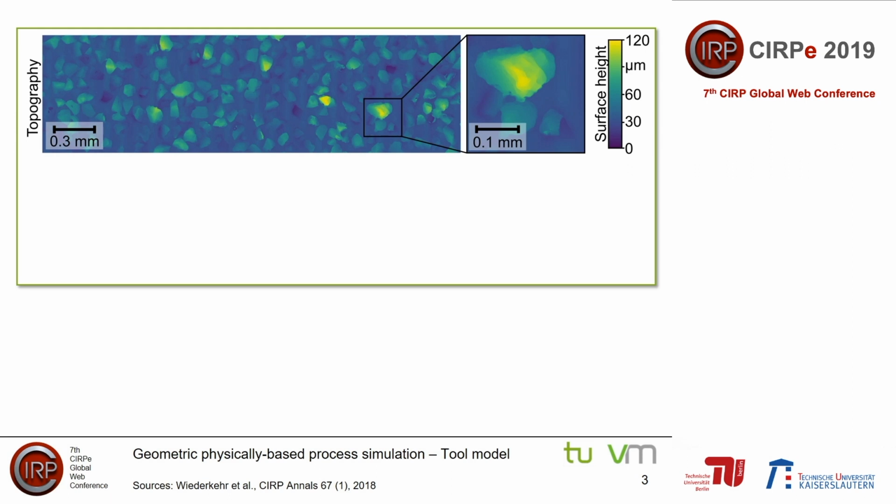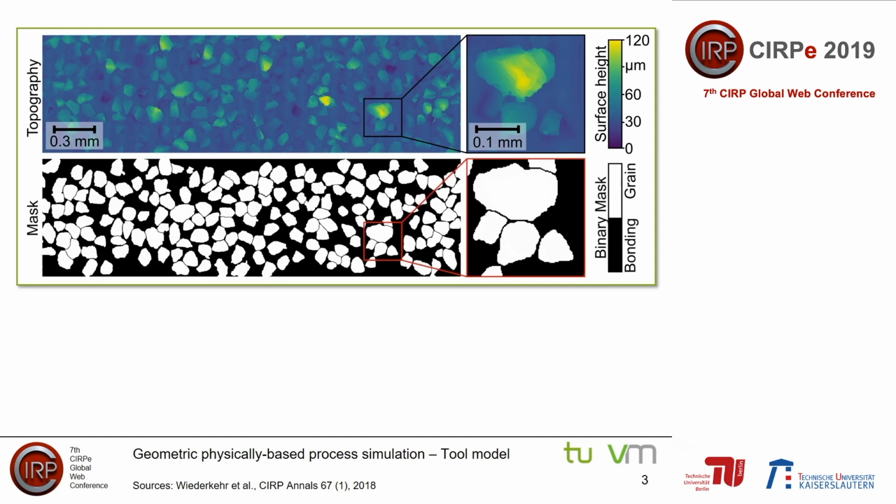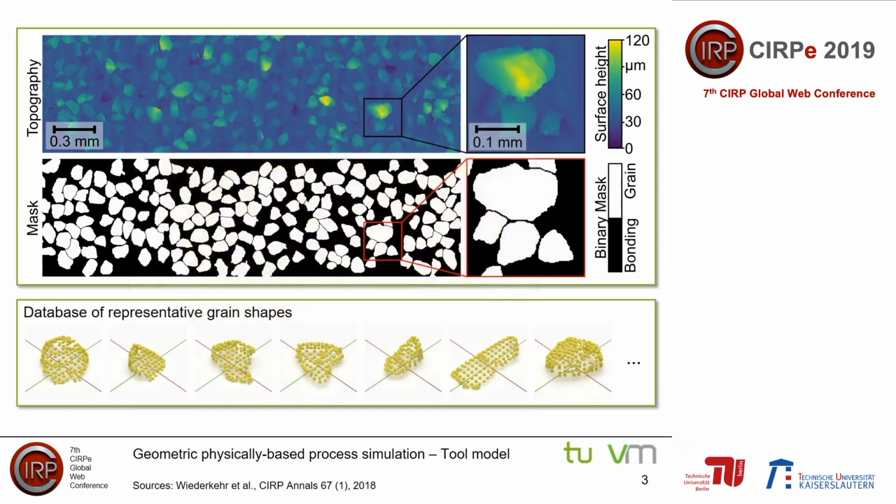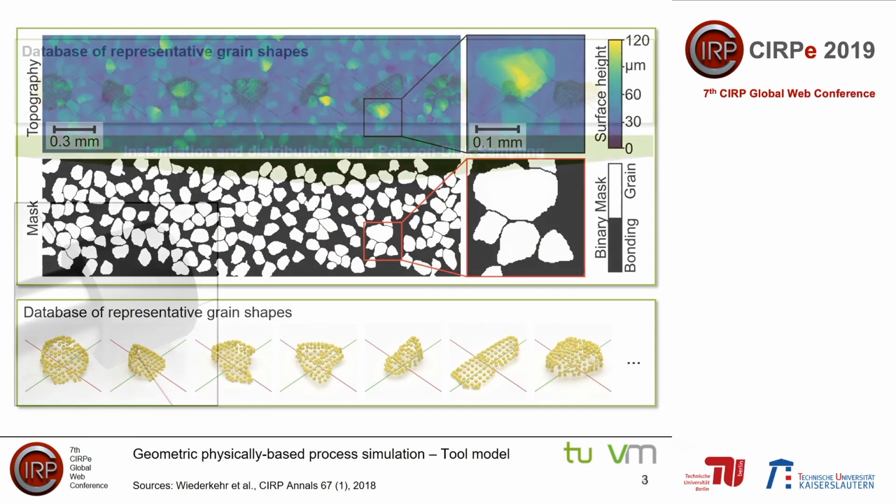The measurements of the grinding tool topographies were conducted using confocal white light microscopy. Using a binary mask, the individual grains were separated. It was created using a watershed segmentation algorithm with a consequent manual refinement. Each of these grains was modeled by a point cloud with approximately 200 points, resulting in a database of representative grain shapes.